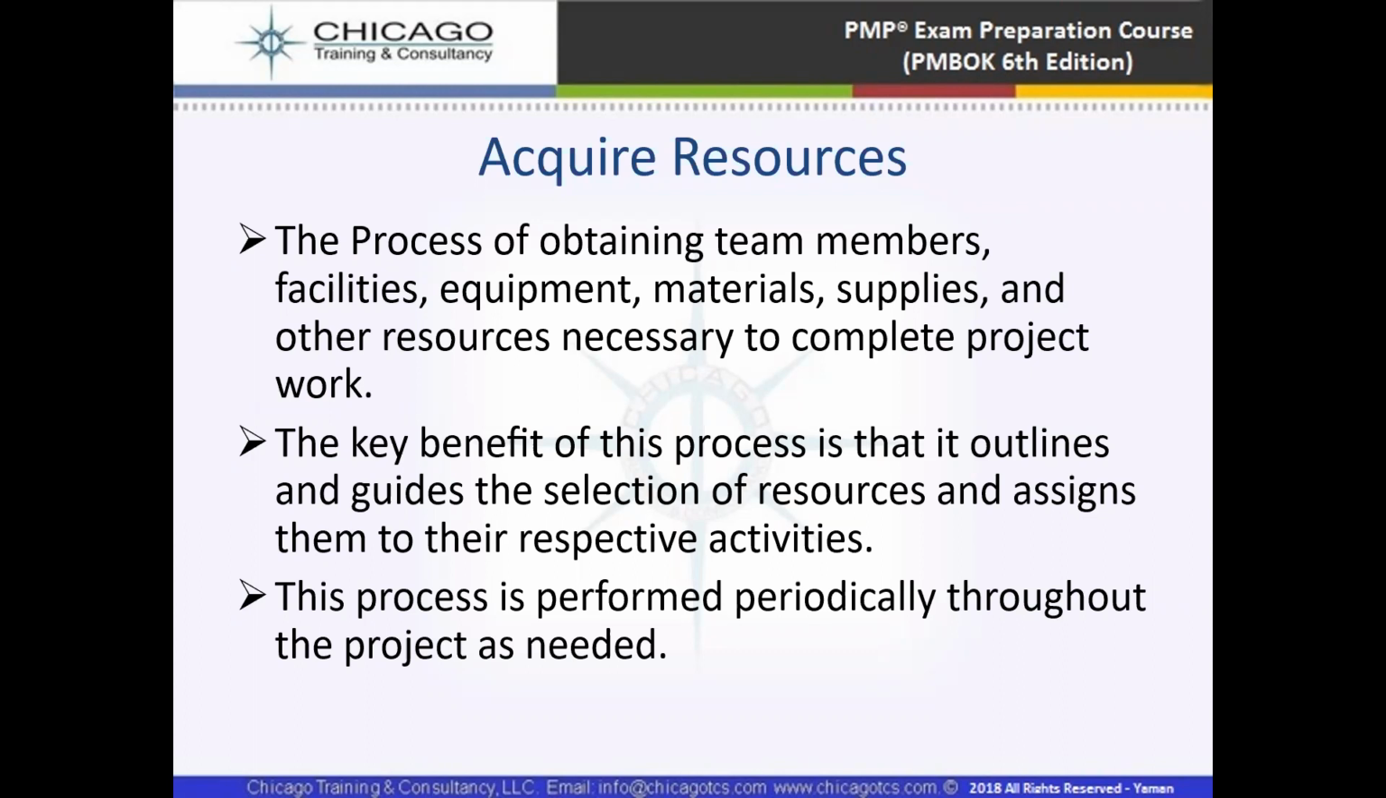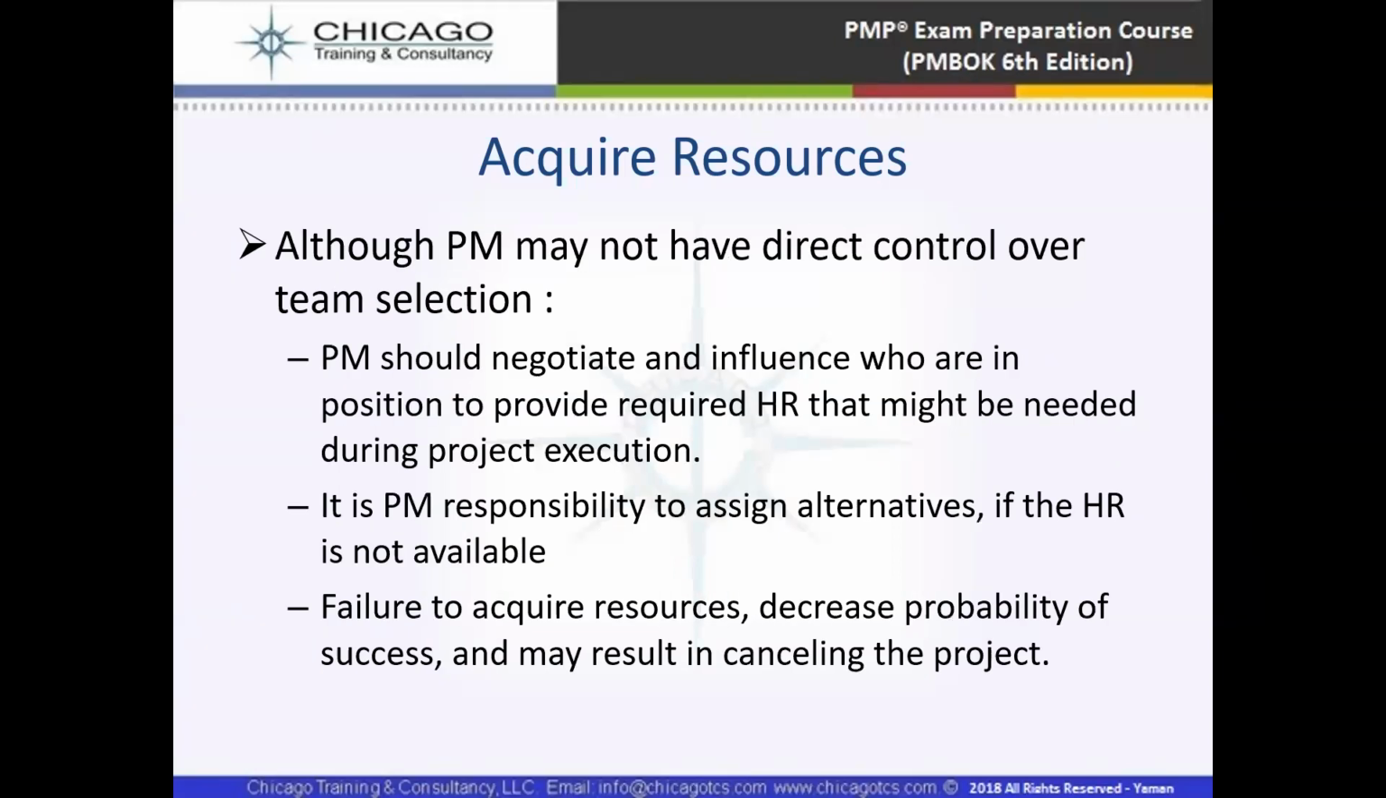This process is performed periodically throughout the project as needed. Although the PM may not have direct control over the team selection, in some projects the project manager does not have full control, but the PM should negotiate and influence those in a position to provide the required human resources that might be needed during project execution. And it is the PM's responsibility to assign alternatives if the HR is not available. Failure to acquire resources decreases the probability of success and may result in cancelling the project.